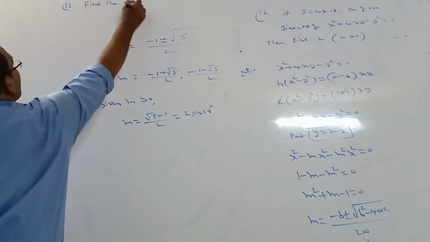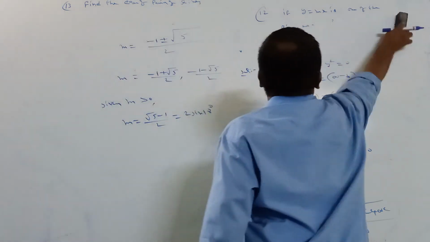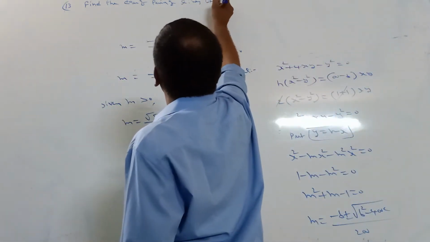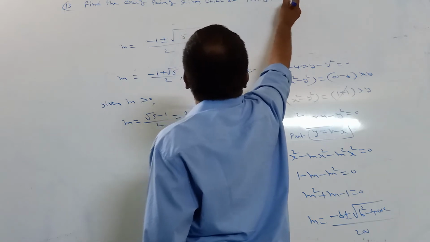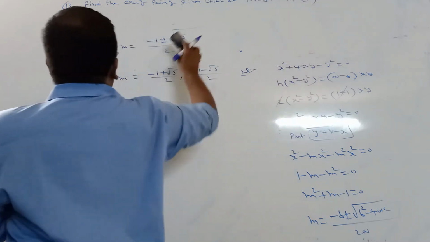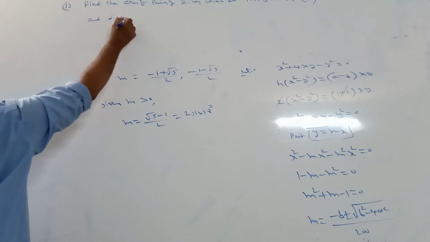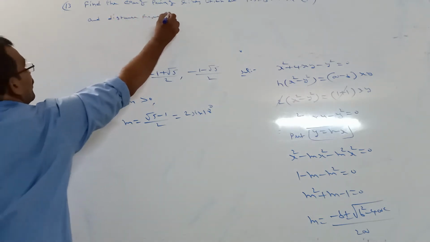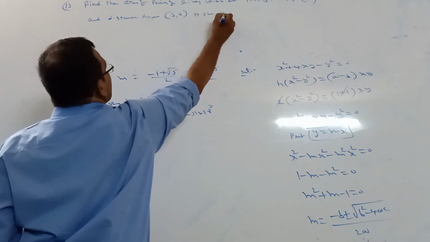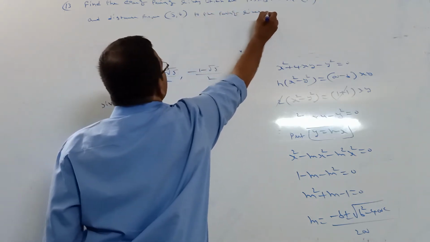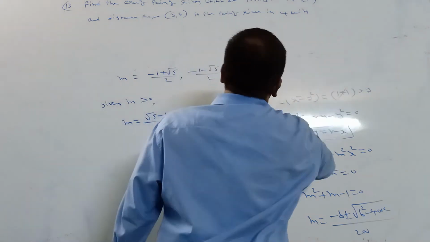Find the equation of the pair of lines which are passing through the origin, and the distance from (5, 6) to the pair of lines is 4 units.